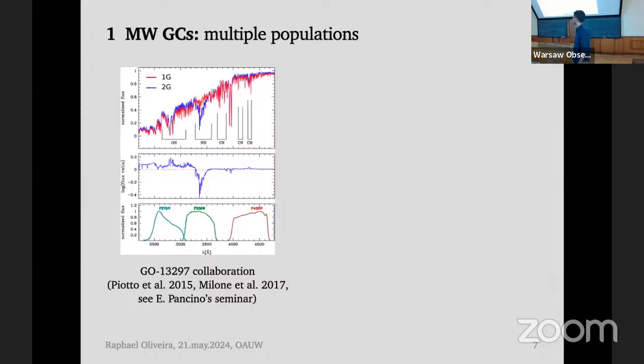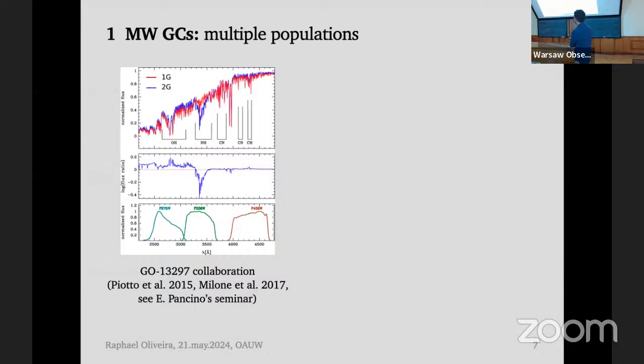So the first application of the SIRIUS code was in the multiple populations context. My advisor, Professor Beatriz Barbuy, was a member of this Hubble collaboration led by Gianpaolo Piotto. And we could use this data to fit isochrones and so on. I won't introduce too much on multiple populations because our last talk was about that. But basically, in these observations, they chose 3 Hubble filters that match the bands or the lines in the spectra related to the CNO cycle.